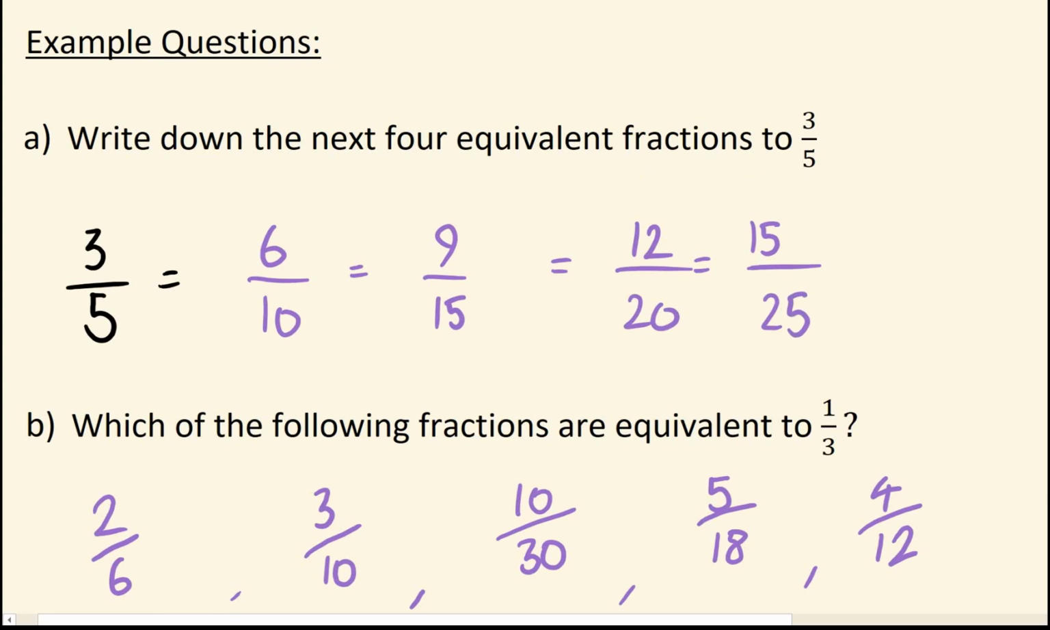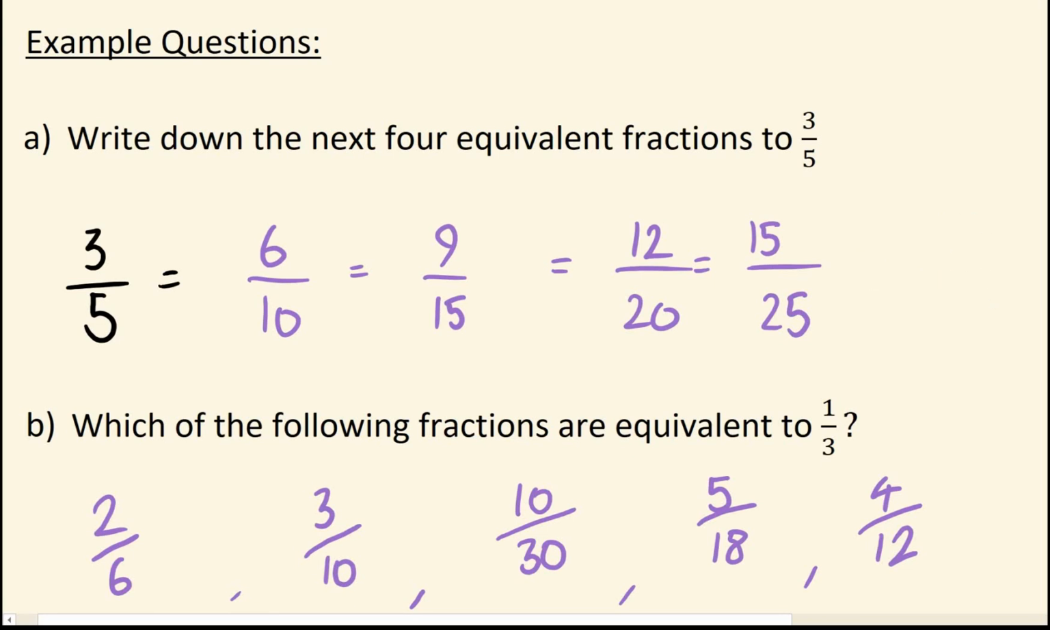Go over these for a second. And all these fractions are equivalent to 3/5. And we can keep going on. The next one will be the 6, so it would be 18, add another 3, and add another 5 will be 30. We can keep going for as long as we want to.